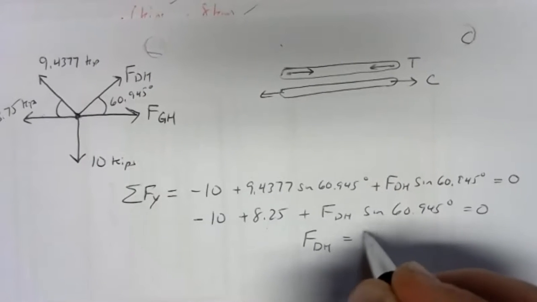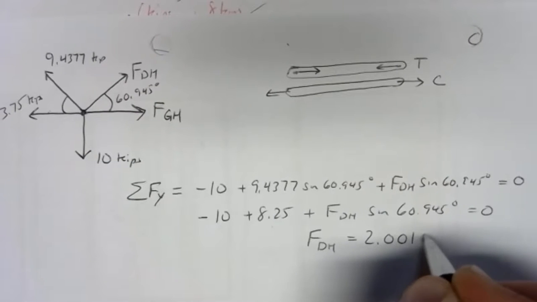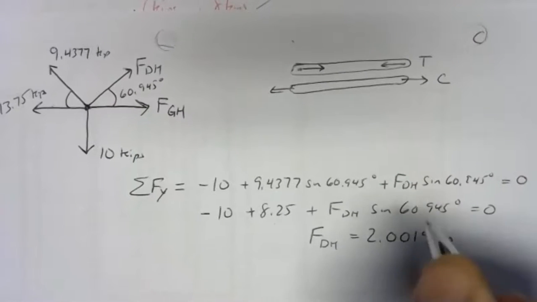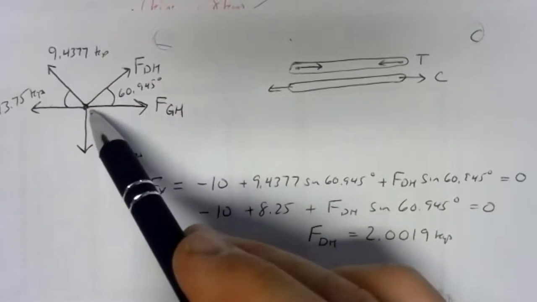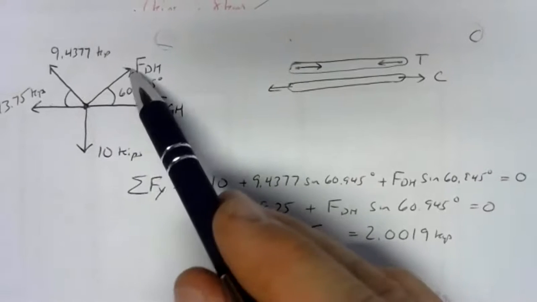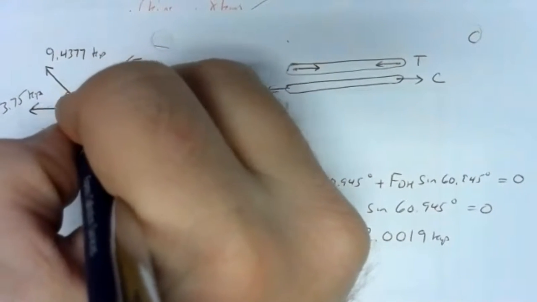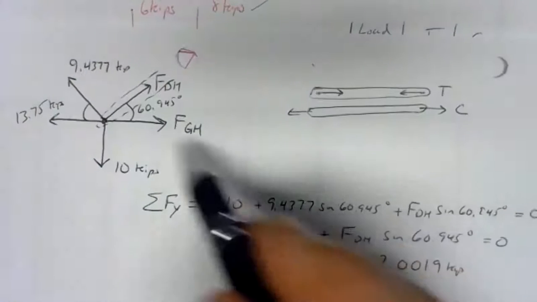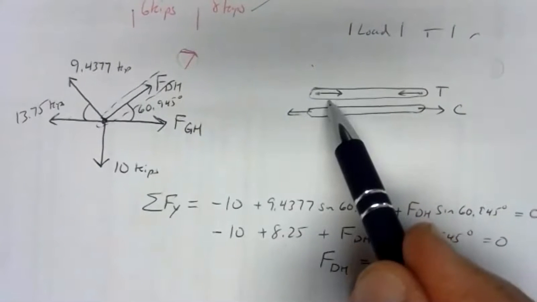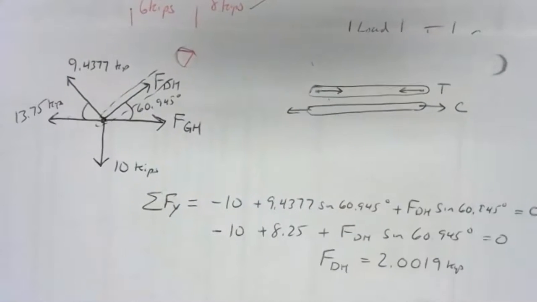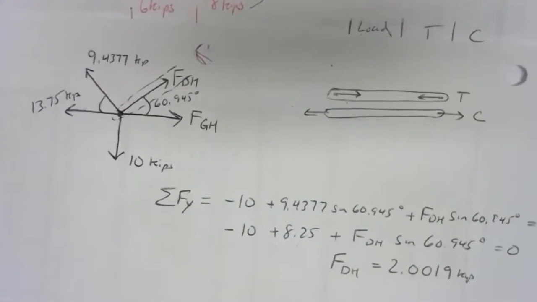FDH is 2.0019 kips. It came out positive, so the direction we've assumed here is correct. Member DH is over here like that. That looks like the end of a member in tension. So again, member DH, we get 2.0019 kips in tension.